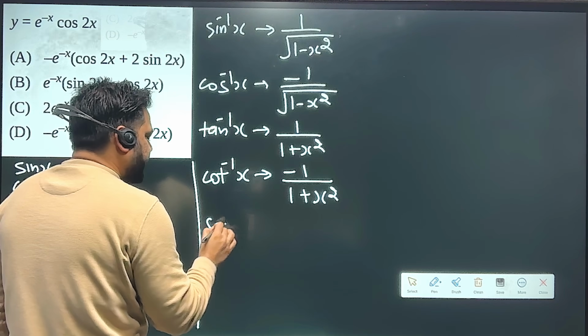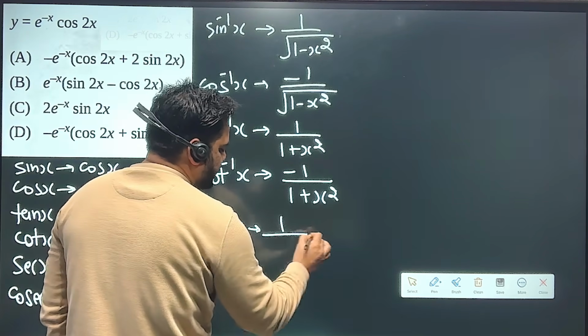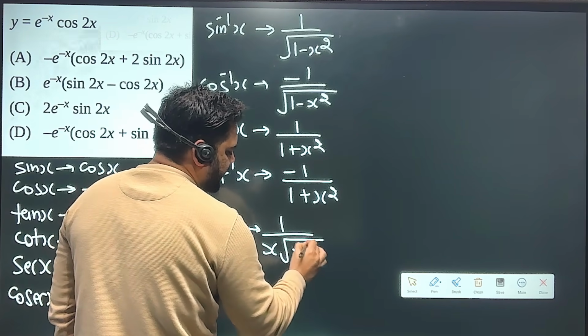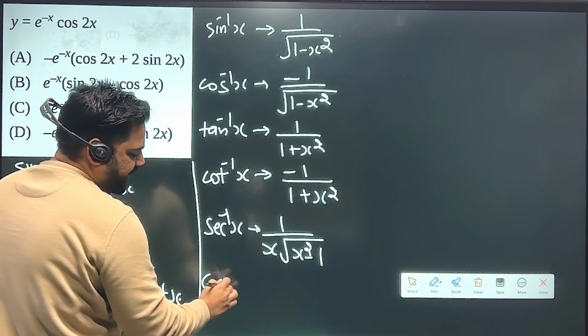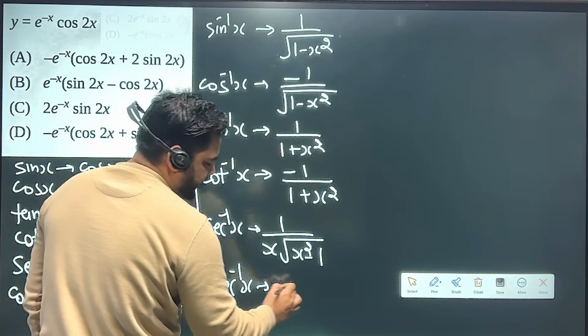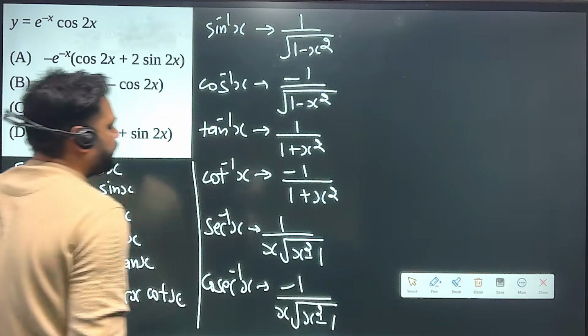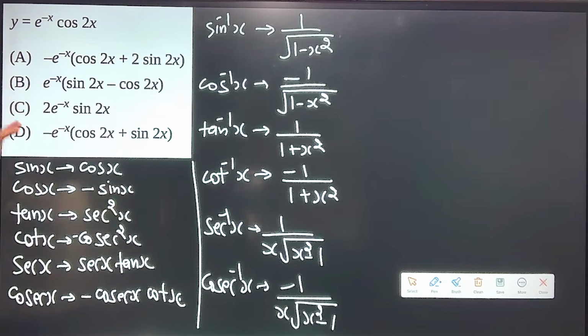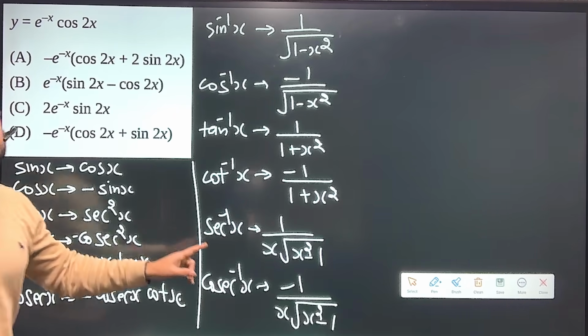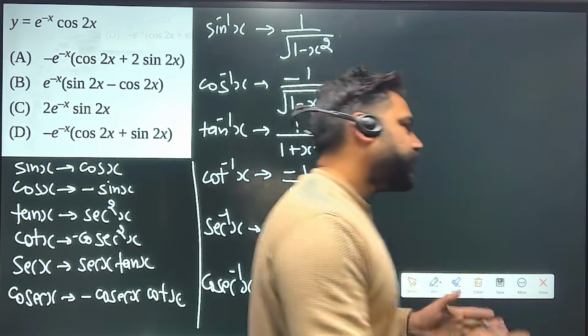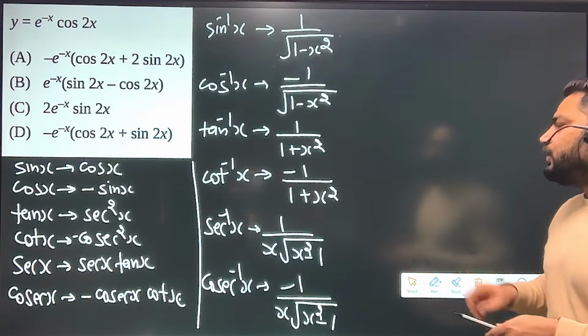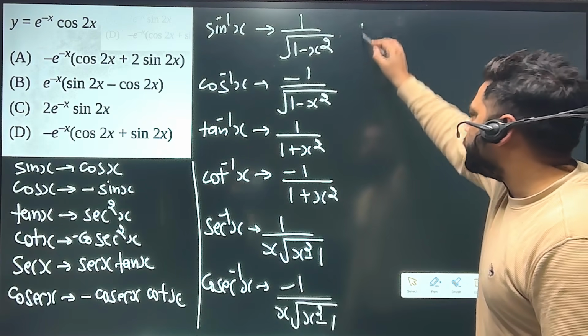And then we have secant inverse differentiation, which is 1 upon x under root x square minus 1, and cosec inverse differentiation is again the same, only minus will come. So this is the differentiation of all this. See, this is the differentiation of trigonometric functions, and this is the differentiation of inverse trigonometric functions. You need to remember all these formulas to solve questions of AP calculus.